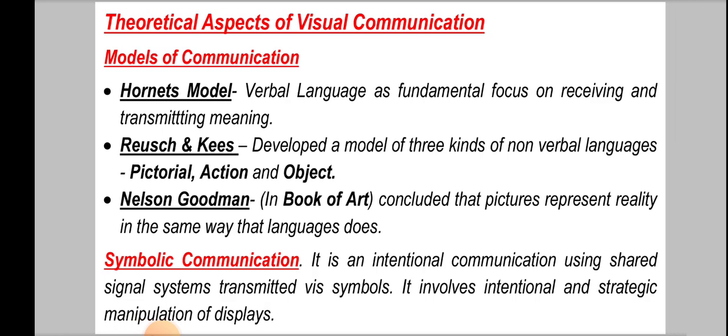Now we discuss theoretical aspects of visual communication. Firstly, the models of communication. Harnessed model: verbal communication as the fundamental focus on receiving and transmitting meaning. The Reeves and Keyes model developed three kinds of nonverbal languages: pictorial, action and object. Then Nelson Goodman concluded that pictures represent reality in the same way that language does.